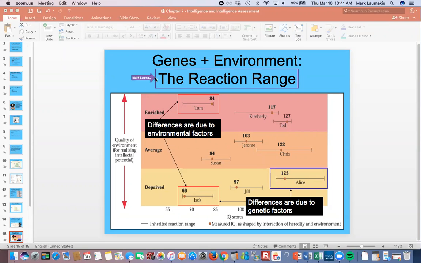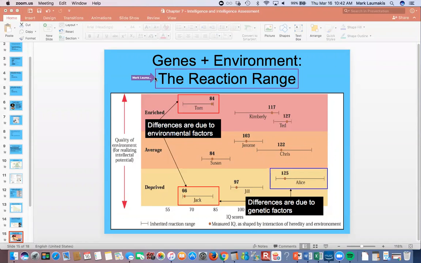Okay, so I'm going to spell this out in more detail on Tuesday. Again, you don't need to memorize any of these numbers. It's the concept, right? And the concept is going to be a genetic anchor in some range of IQ scores around which you will either move up or down depending on the quality of your environment. Okay? Let me stop there.